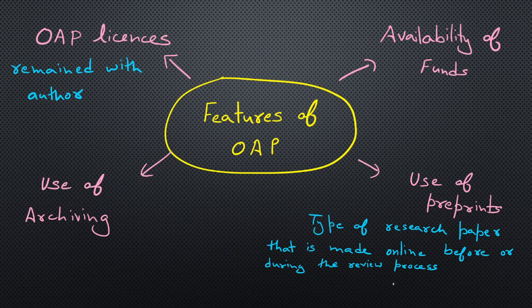So preprint is when during the research process or before the review process, research paper is made available online. And this type of publication uses archiving. Archiving is after the review process been done, the research paper is made available online.